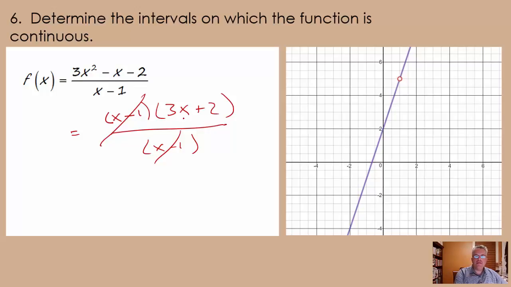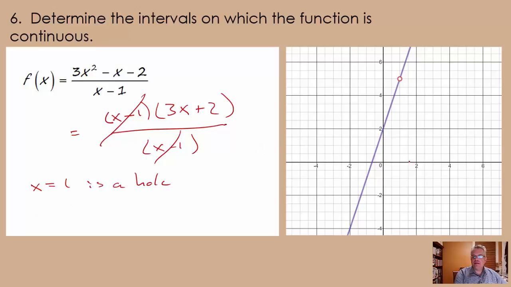What's left is a linear function. 3x plus 2 is a linear function. That's the purple line. Okay, so x equals 1 is a hole, and it's discontinuous there. So that's a removable discontinuity. And they said determine the intervals on which the function is continuous.